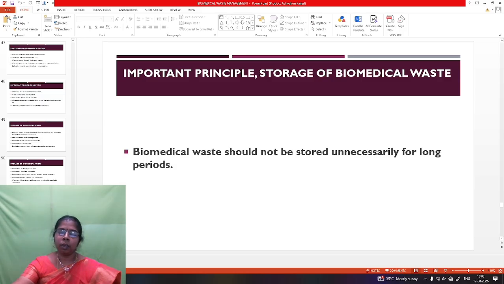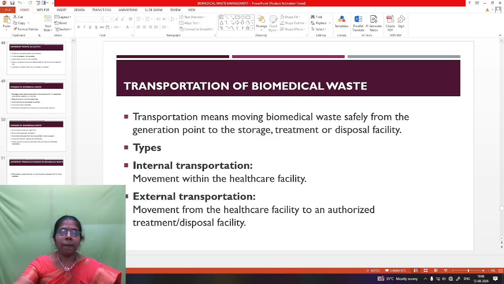48 hours is the minimum. Within 48 hours you have to transfer the waste to the treatment or disposal site. So unnecessarily you should not store the waste for longer periods. And next one is transportation of biomedical waste.